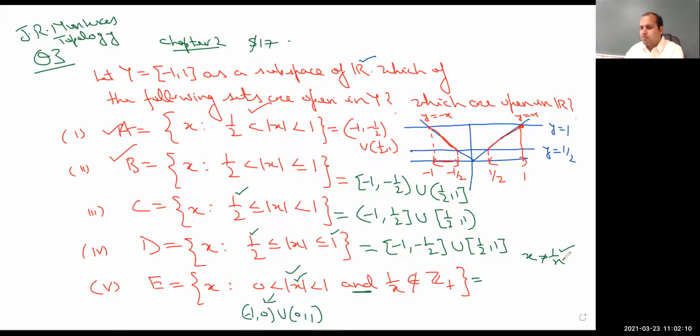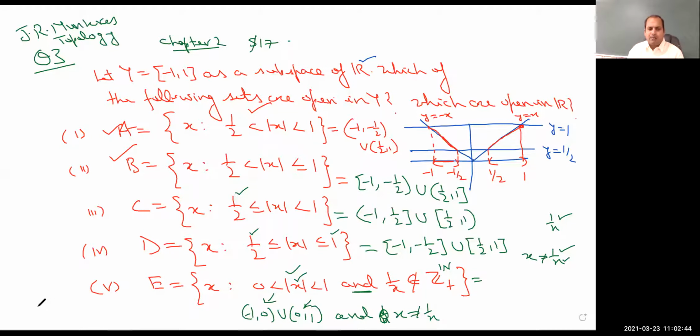Since n is a natural number, I either write Z plus or just denote it by the set of natural numbers. So since n is greater than or equal to 1, obviously the value of 1 by n is going to be a positive real number. So obviously it will lie within this interval. So we need to exclude all those points from this set, that is, x not equal to 1 by n.